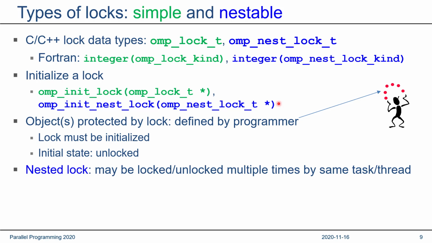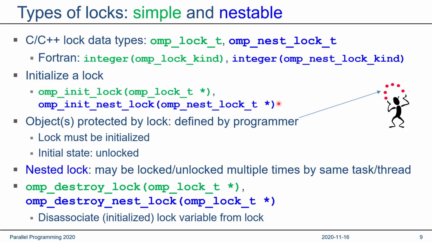Now the only difference between a nestable lock and a simple lock is that a nestable lock may be locked or unlocked multiple times by the same task or thread. So if a thread wants to set a lock, it can do so, and if it tries to acquire the same lock again, it is allowed if it's a nested lock. Then of course, if the thread wants to unlock the lock again, it has to do it the same number of times as it called the lock routine.